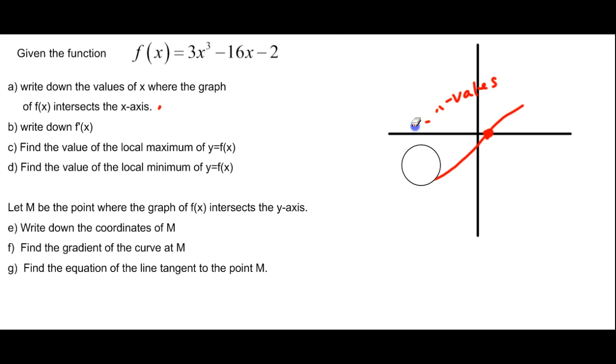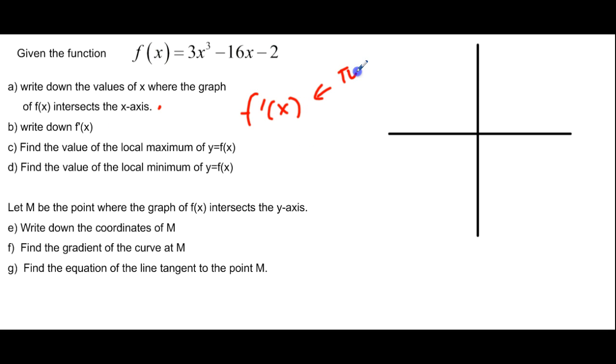For B, they want you to write down f prime of x, all right? And if I were to write this bigger, that's f prime of x. You can clearly see that on a piece of paper, but on this smartboard on the video, it's kind of small. Anyways, if you find the derivative, all right, what the derivative gives you is this.